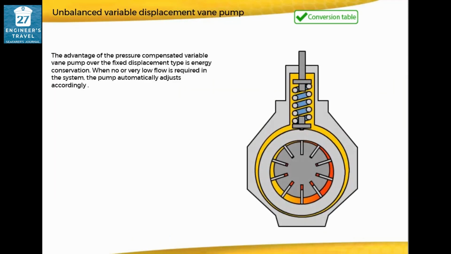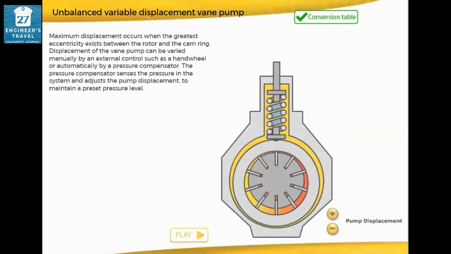The advantage of the pressure-compensated variable vane pump over the fixed displacement type is energy conservation. When no or very low flow is required in the system, the pump automatically adjusts accordingly. Maximum displacement occurs when the greatest eccentricity exists between the rotor and the cam ring.